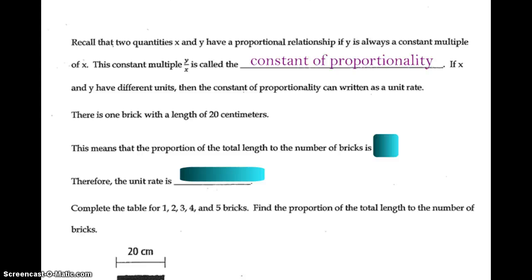For example, there is 1 brick with a length of 20 centimeters. This means that the proportion of the total length to the number of bricks is 20 to 1. Therefore, the unit rate is 20 centimeters per brick. So when you're writing a unit rate, you need to make sure to include your units. The only reason why we don't use a number in the denominator is because it's out of 1, so it's not necessary to say 1 brick.